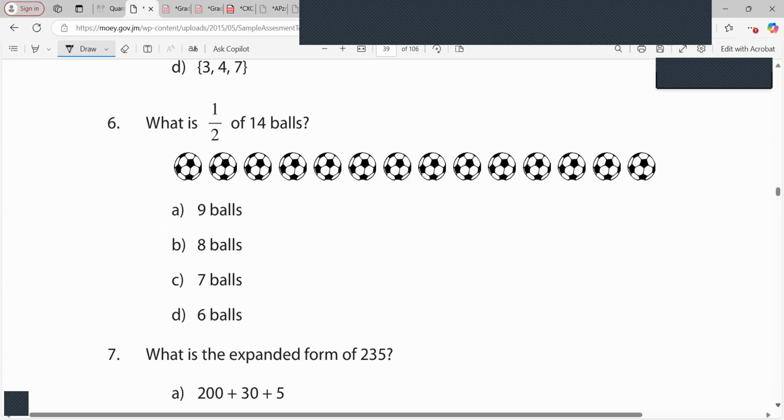What is half of 14 balls? For every 2 balls, you must cross off 1. So you have 1 out of 2, 1 out of 2, 1 out of the 2, 1 out of the 2, 1 out of the 2, 1 out of the 2, and 1 out of the 2. So in all, that is 7. Basically, it's a half, right?